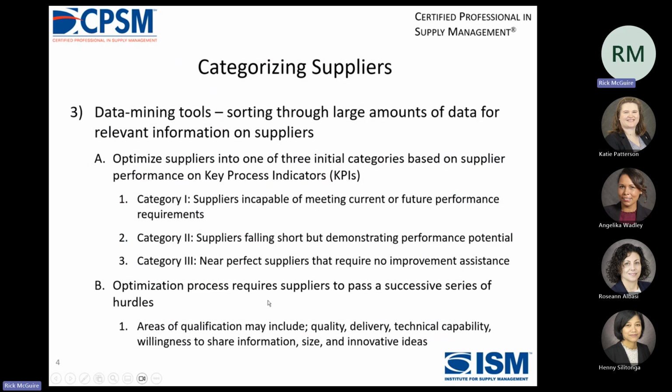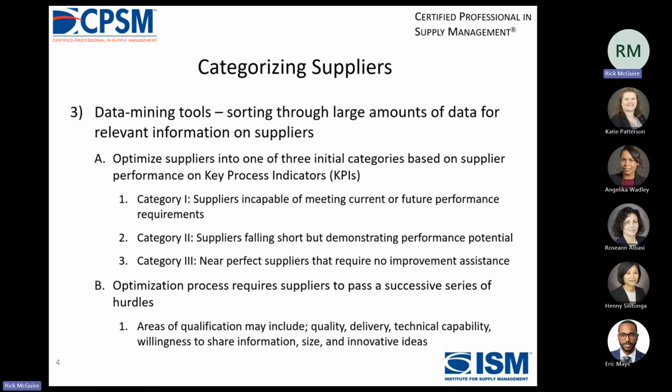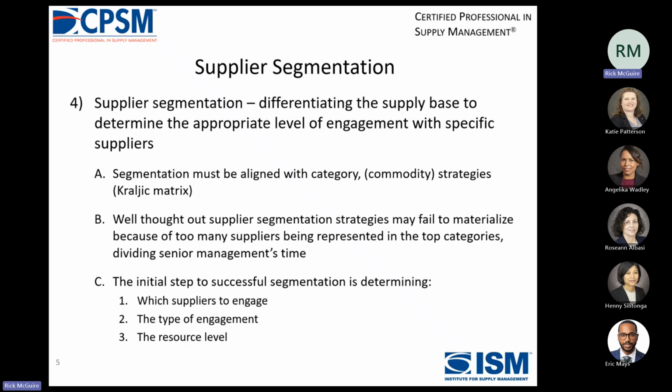Category 3 requires suppliers to pass a successive series of hurdles. Includes things like quality, delivery, technical capability, willingness to share information, innovative ideas, etc. And then you segment using the Kraljic matrix. Well thought out supplier segmentations may fail to materialize because of too many suppliers being represented in the top categories. Not everybody can be a strategic supplier. The initial step to successfully segment is deciding which suppliers to engage, the type of engagement, and the resource level.